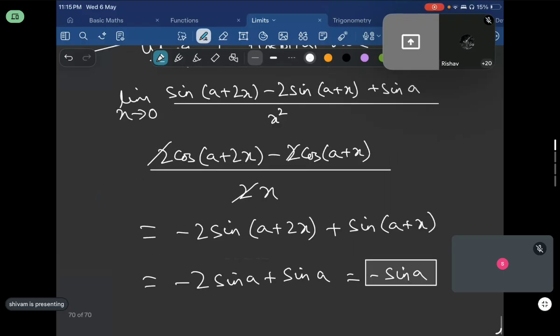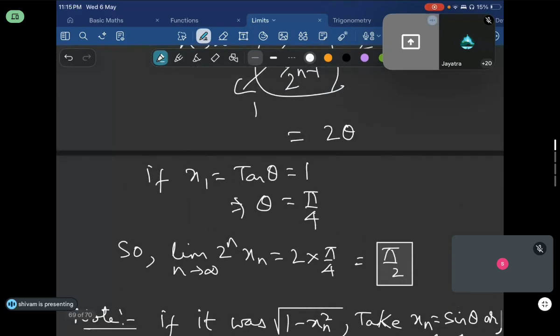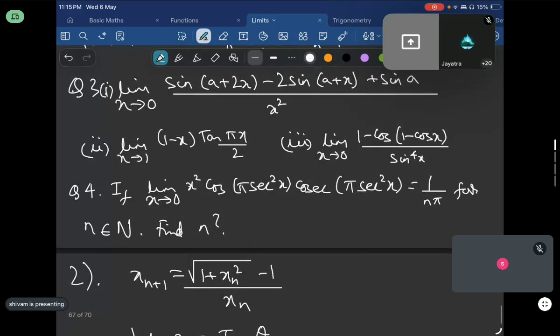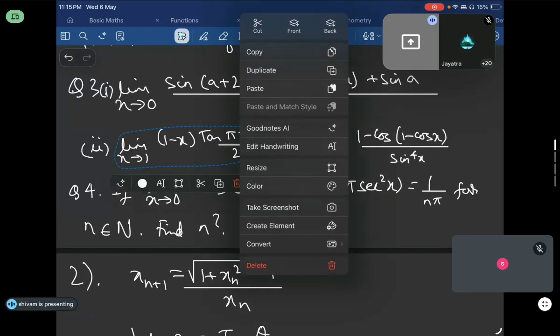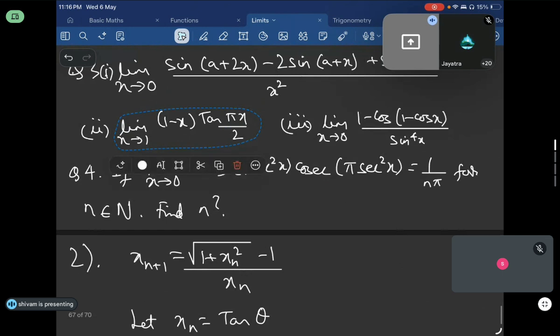Sir, can you please show 3 part 2 once more? Question. Okay, let us solve 3 part 2, everyone. 1 minus x into tan (pi x by 2). What have we got? When you substitute x equal to 1, it is 0 into infinity form. Can you people understand? 1 minus x into tan (pi x by 2), it is 0 into infinity form. So let us start.